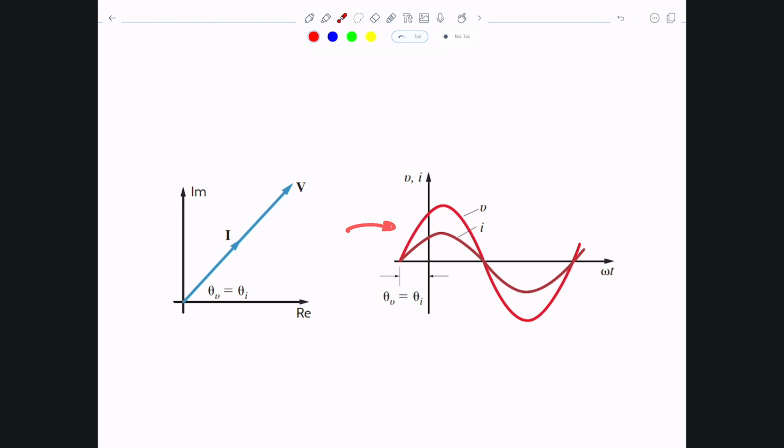So if I'm plotting a couple of sinusoids, this is what I'll get. Both of them will reach the maximum at the same time, reach the zero at the same time, and the minimum at the same time. That's what happens in here.